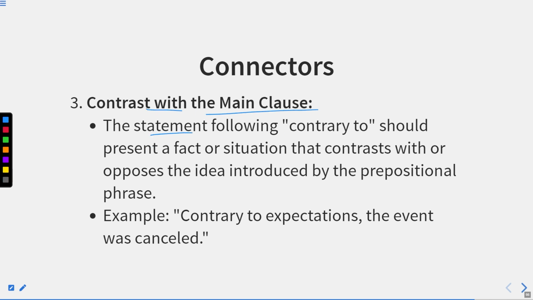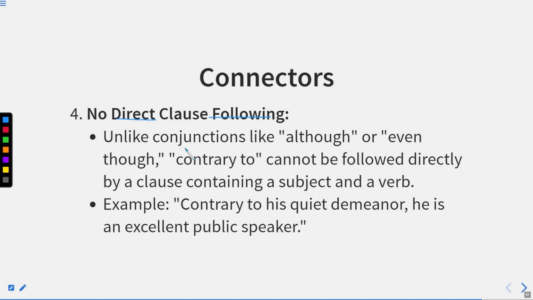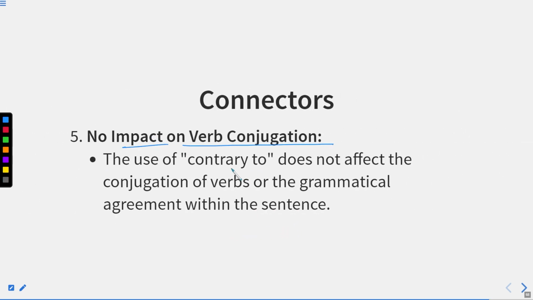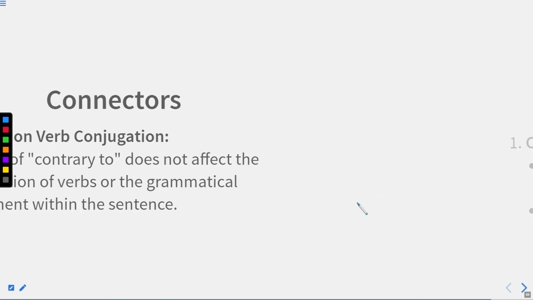Contrast with the main clause. The statement following contrary to should present a fact or situation that contrasts with or opposes the idea introduced by the prepositional phrase. Example, contrary to expectations, the event was cancelled. No direct clause following. Unlike conjunctions like although or even though, contrary to cannot be followed directly by a clause containing a subject and a verb. Example, contrary to his quiet demeanor, he is an excellent public speaker. No impact on verb conjugation. The use of contrary to does not affect the conjugation of verbs or the grammatical agreement within the sentence.